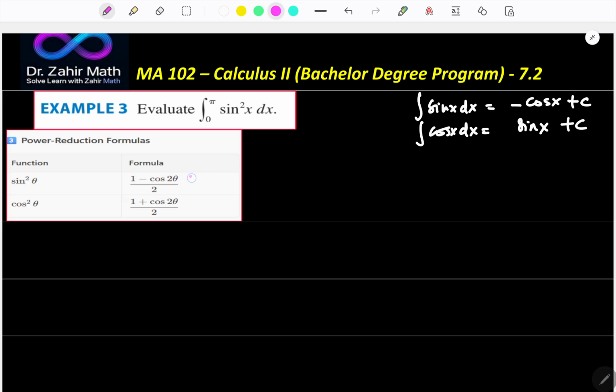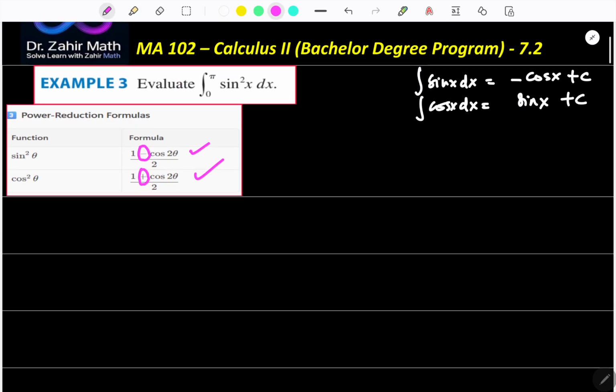So you need to use this identity. Whenever sine square comes, you have to use (1 minus cosine 2 theta) divided by 2. For cosine square theta, you have to use 1 plus. Keep in your mind, first is minus and the next is plus. Okay, right. So let's start this question. Integral from 0 to pi of sine square x dx. So sine square x is equal to (1 minus cosine 2x) divided by 2.